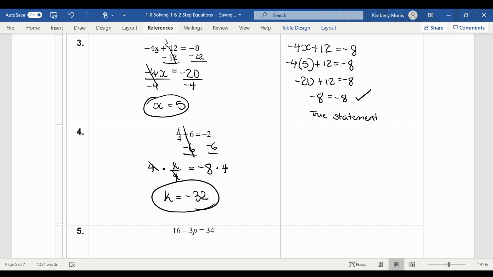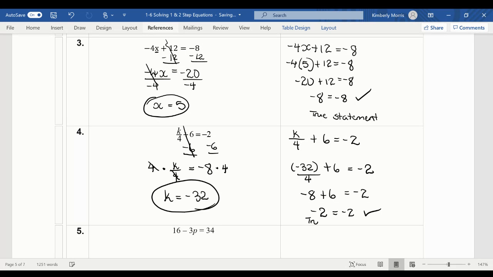Now let's do a quick check. Rewriting the original equation, k over 4 plus 6 is equal to -2. I'm going to substitute the -32 in. So it's going to become -32 over 4 plus 6 is equal to -2. And so let's simplify this. -8 plus 6 is equal to -2. That's because -32 divided by 4 is -8. And when I combine these two, I get -2. And guess what? It's a true statement. And so my solution is correct.